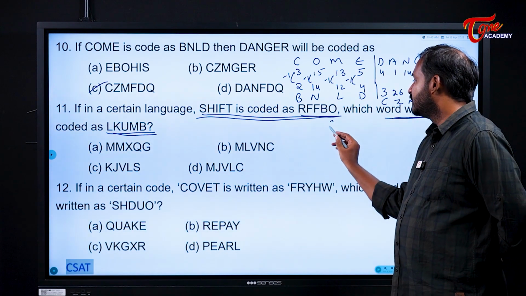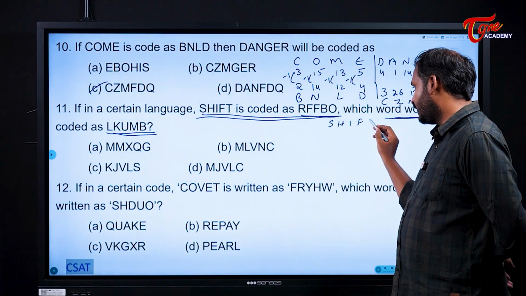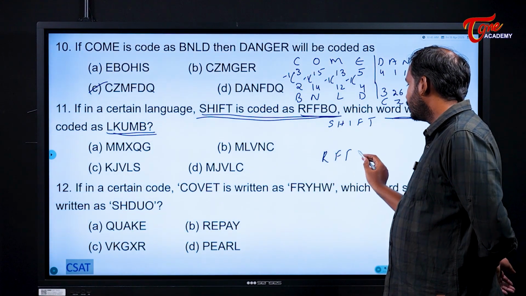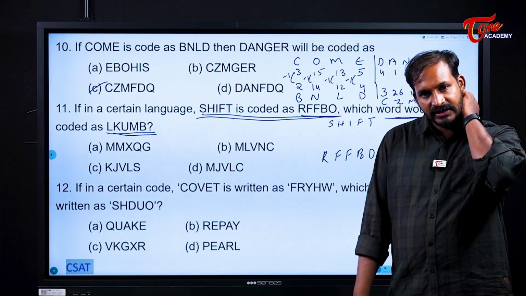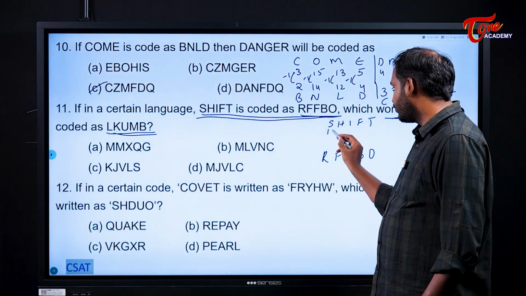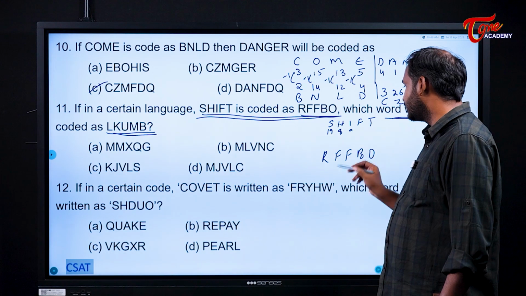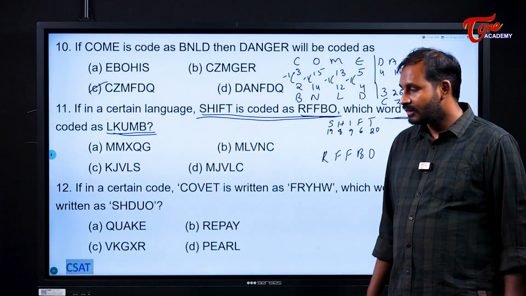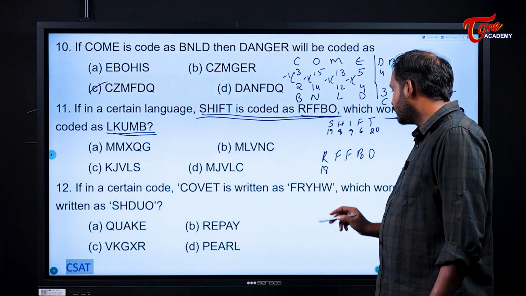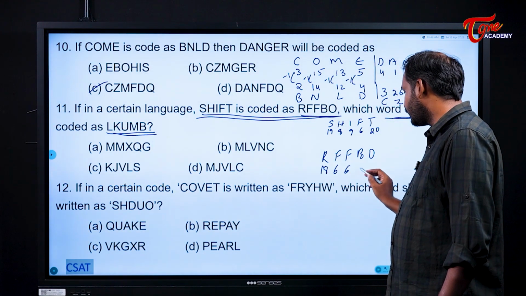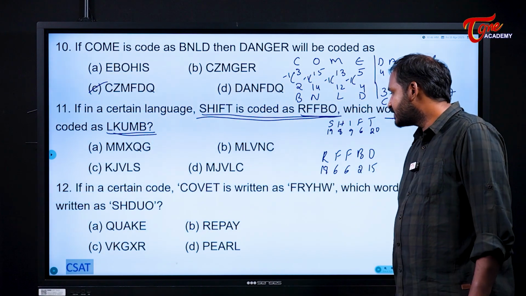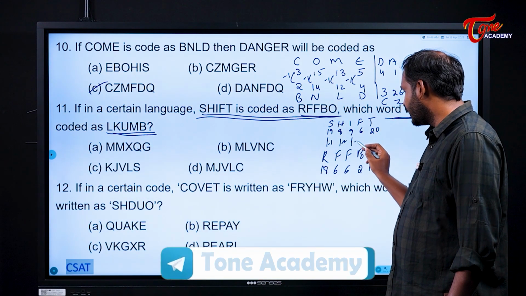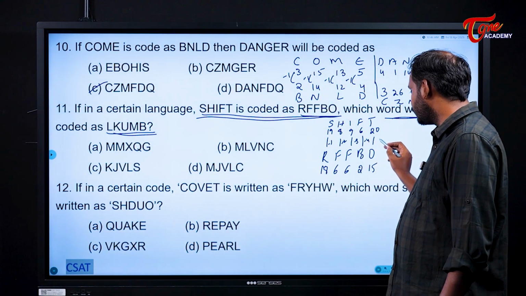Now please observe here, SHIFT. First of all, we need to find how it is coded: R, F, F, B, O. We need to understand this one and then go to the remaining one. S is the 19th alphabet, H is 8th, I is 9th, F is 6th and T is 20th. R is 18th, F is 6th, F is 6th, B is 2nd and O is 15th. Now please observe what happened from here to here: -1, then -2, -3, -4, -5.